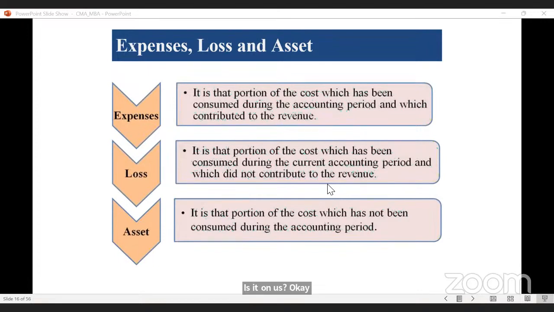Are you getting it? So this is about your expenses, loss as well as asset. The portion of the cost which has been consumed and helped us to increase the revenue is expenses. The portion of the cost which has been consumed but is not helping us to increase our revenue is loss. The portion of the cost which has not yet been consumed is known as asset. So these are some basic terms.